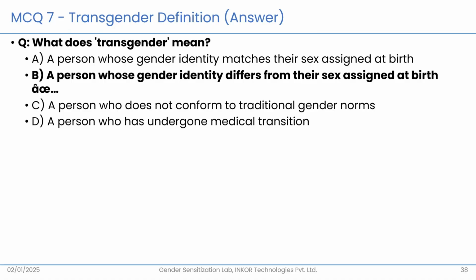The correct answer is B. A person whose gender identity differs from their sex assigned at birth. Checkmark. Transgender individuals may identify as male, female, non-binary, or other identities that do not align with their assigned sex.